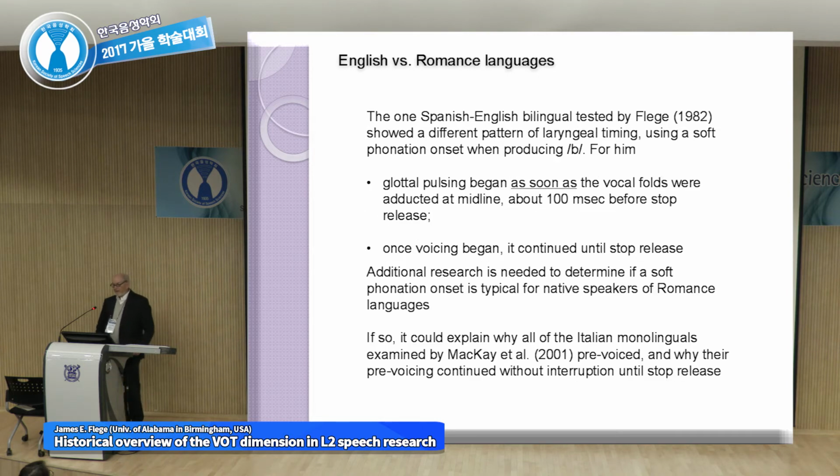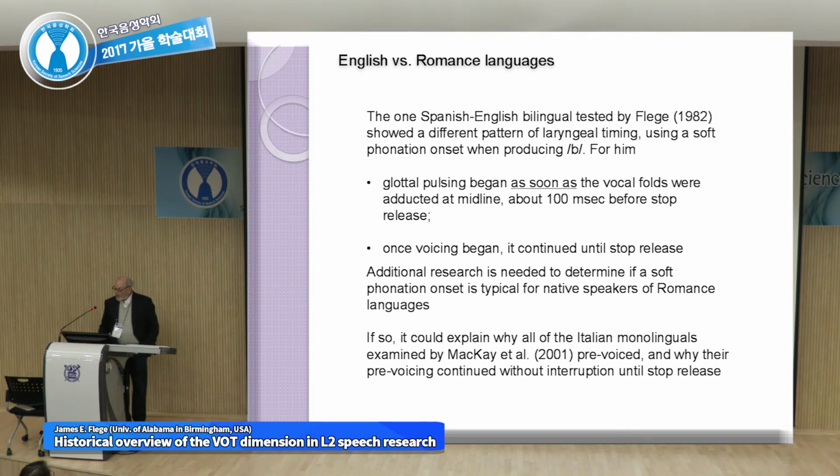The one Spanish-English bilingual we tested showed a different pattern of laryngeal timing, using a soft phonation onset when producing B. For him, glottal pulsing began as soon as the vocal folds were adducted at midline, about 100 milliseconds before stop release. Once voicing began, it continued without interruption until stop release. Additional research is definitely needed to determine if a soft phonation onset is typical for native speakers of Romance languages. We just don't know, or at least I don't know.